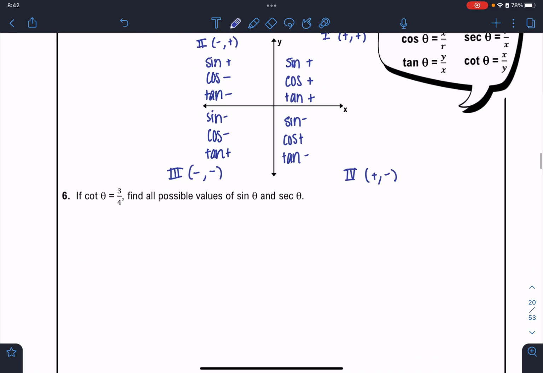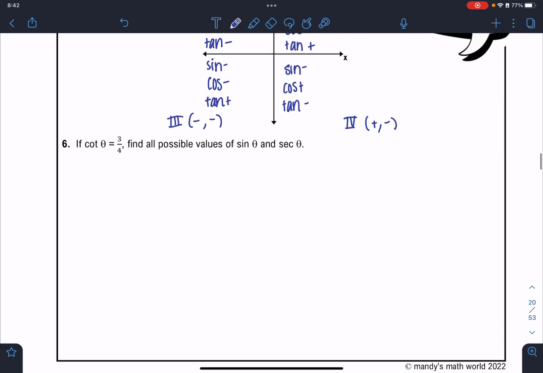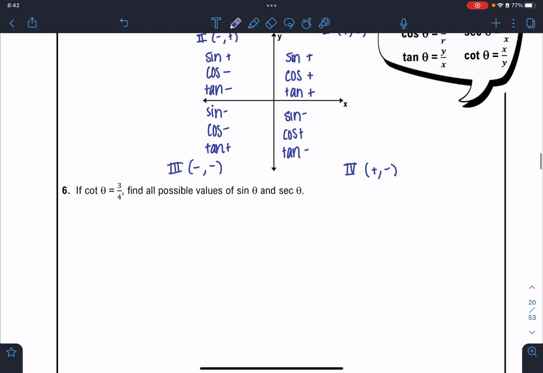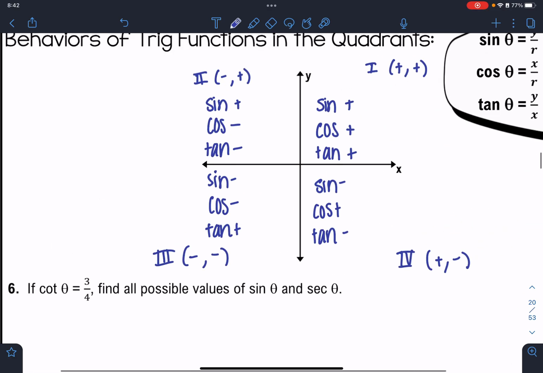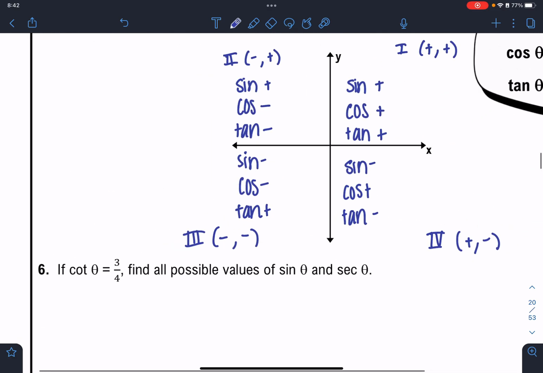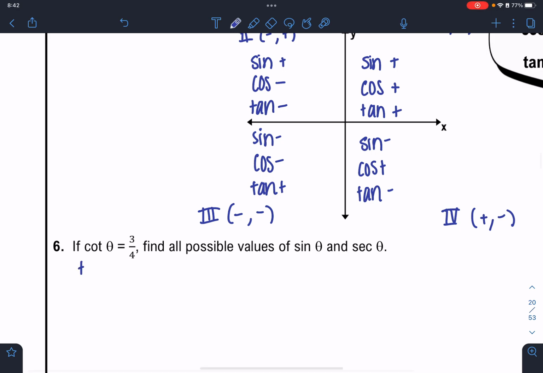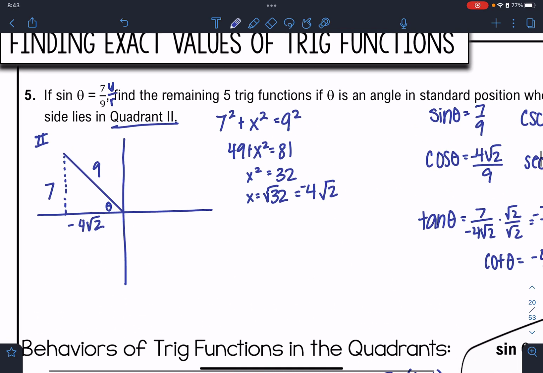Okay, so for this one, it says if cotangent equals 3/4, we want to find all possible values of sine theta and secant theta. Okay, so this is, again, that kind of visualizing that we want to do here. So let's go ahead and figure out where this could be. First of all, it doesn't say tangent, sine, cosine. It says cotangent, which is the inverse of tangent. So I could say that tangent is actually 4/3, right? Which is positive.